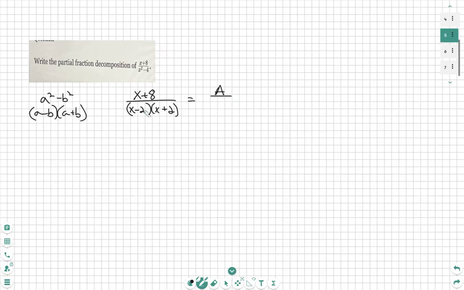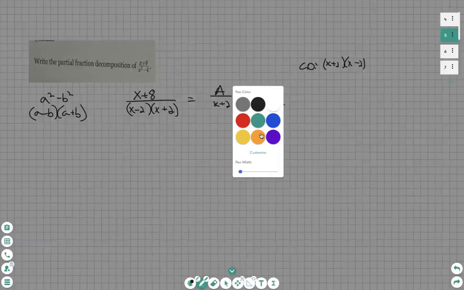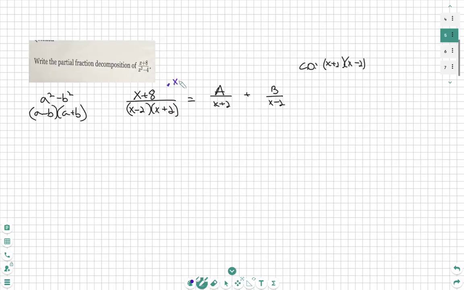Next, we're going to break this down. We're going to put A over the first part of the denominator and B over the second part. Basically, the common denominator was (x + 2)(x - 2), and we separated it. Next, we are going to multiply everything by the common denominator. After that, we are going to cancel what does cancel and rewrite the whole thing.